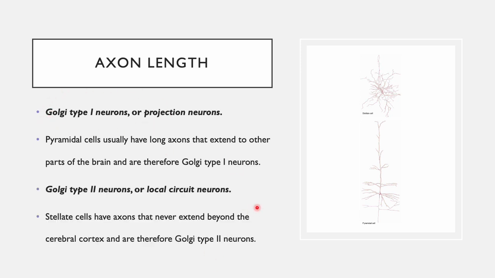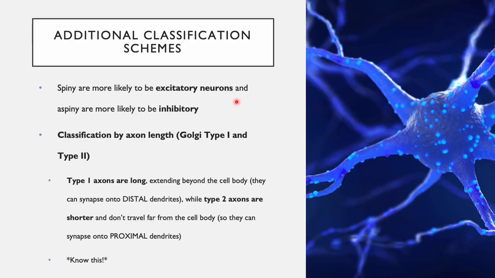And conversely, Golgi type 2 neurons are known as local circuit neurons because they have very tiny axons, as shown here in the stellate cell, that usually don't extend to a different brain region. So for example, this stellate neuron here, if it was in the cerebral cortex, wouldn't extend to other brain regions, only because it has shorter axons. This is known as a Golgi type 2 neuron. So spiny neurons are more likely to be excitatory, and if they have fewer spines, or if they don't have any spines at all, they're more likely to be inhibitory.